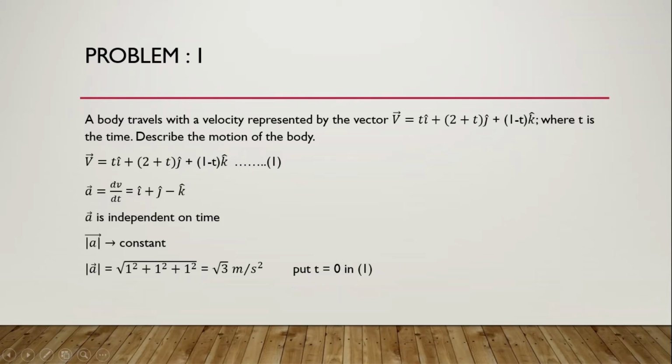So just differentiate this equation, that is d by dt of vector v. What is the differentiation of t i cap with respect to t? That is 1 i cap. Plus 2 plus t j cap. What is the differentiation of 2? Which is constant, therefore 0, plus t j cap is again j cap, plus 1 minus t k cap. What is the differentiation of 1? It is 0, because 1 is a constant value, therefore 0, minus what is minus t k cap? Differentiation is minus 1 k cap, therefore minus k cap.